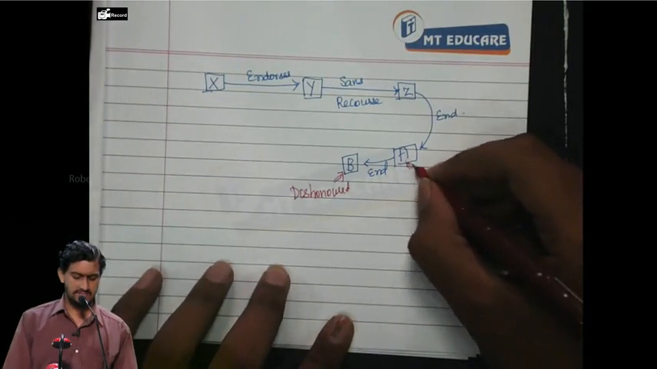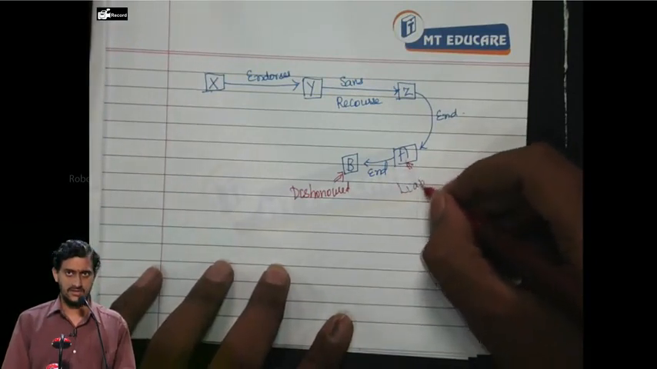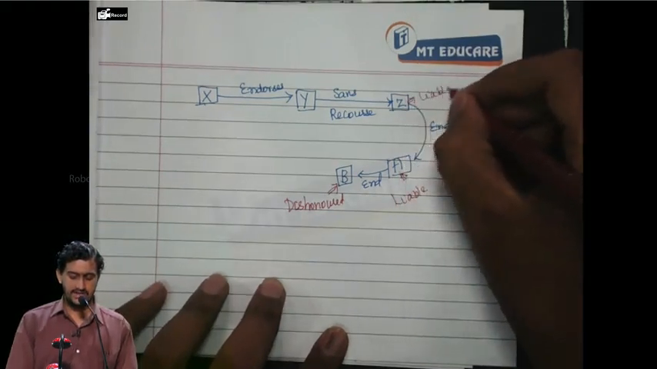A is liable. Yes. Come on, A is liable. Yes. Z is liable. Yes. Y is liable. No.